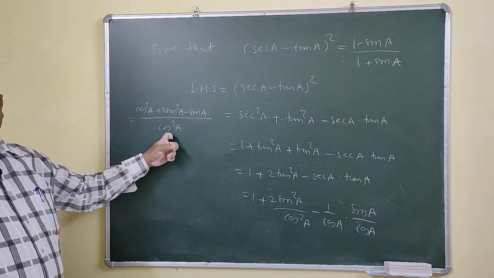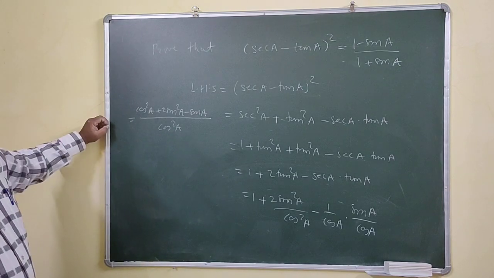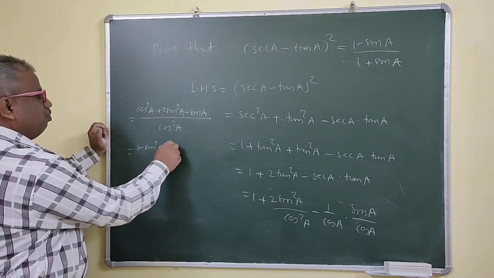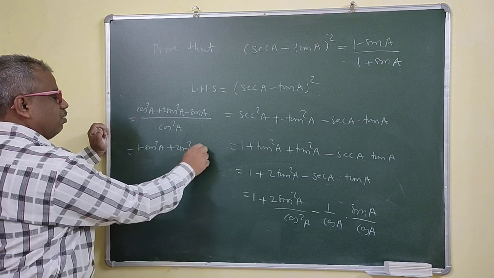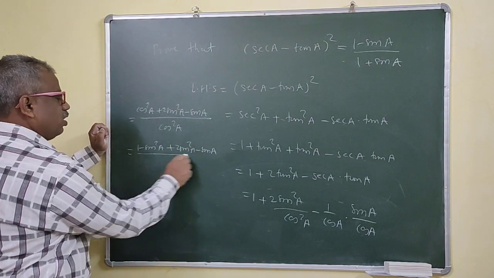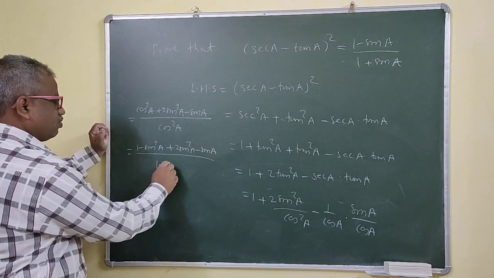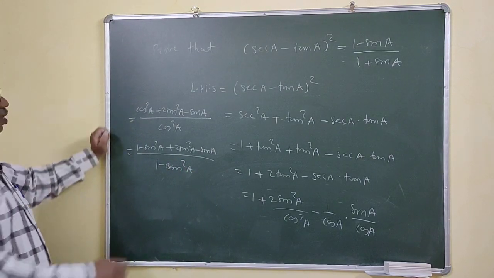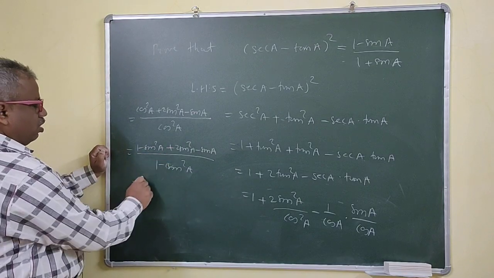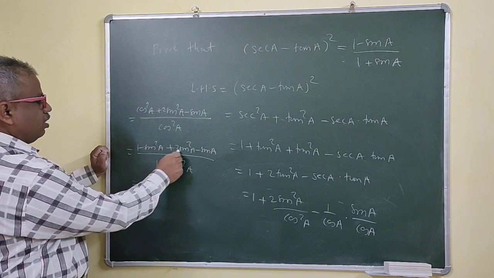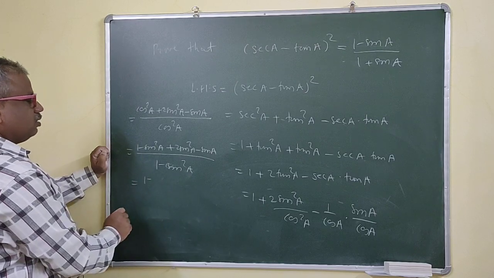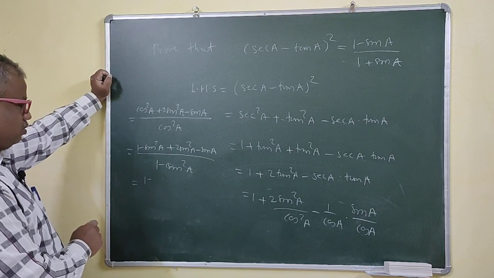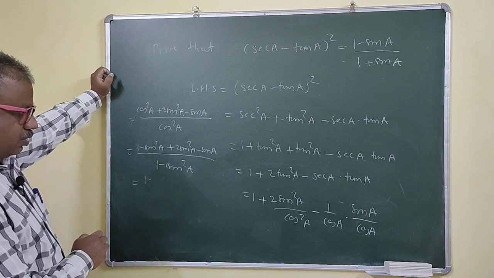So now we'll put the value of cos square A. Cos square A is 1 minus sin square A. Here also we'll write this: 1 minus sin square A plus 2 sin square A minus sin A upon 1 minus sin square A. Now this is nothing but 1 minus sin square A, right? So this is 1 minus sin square A is nothing but what? Did I make a mistake somewhere?